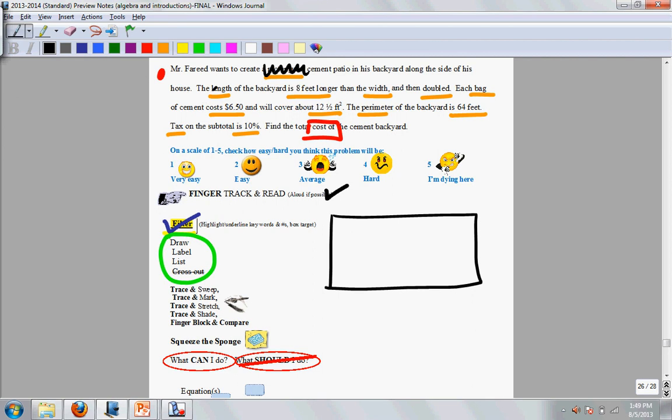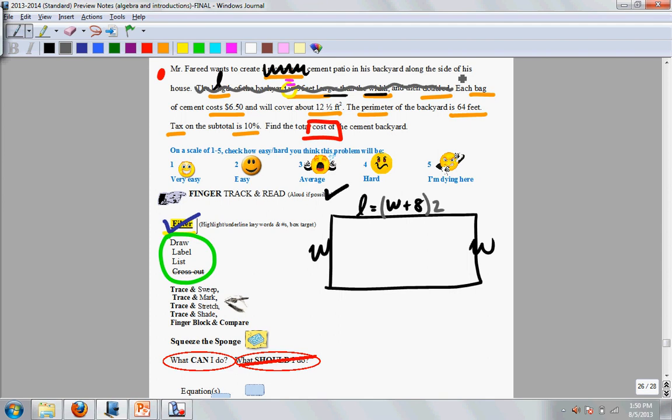The length of the backyard is, I emphasize that, is an equal sign. Watch out for is. Whenever you see is, stick an equal sign. It says the length is 8 feet longer than the width, then doubled. So we don't know the width, but the length is 8 feet longer than the width. So the width plus 8, then double. So then double. Cross that out.